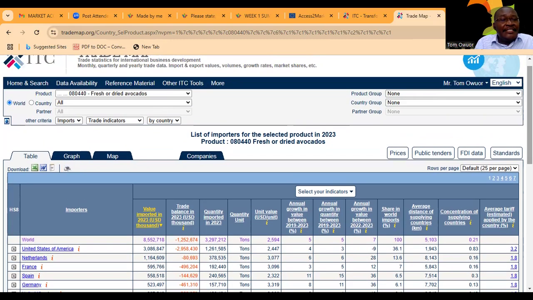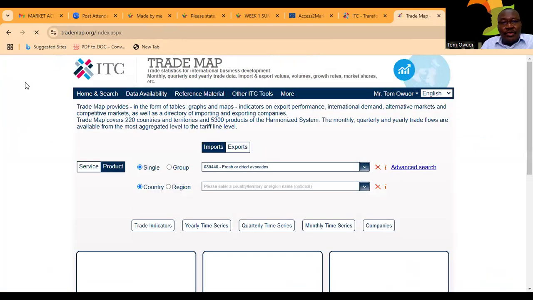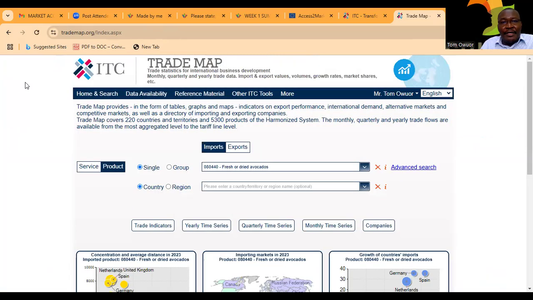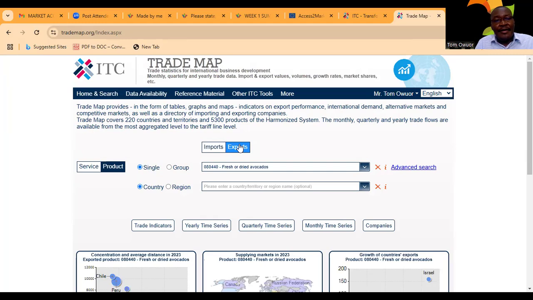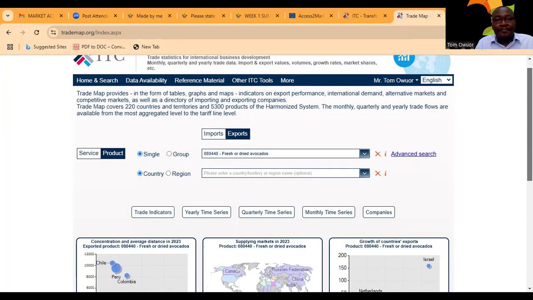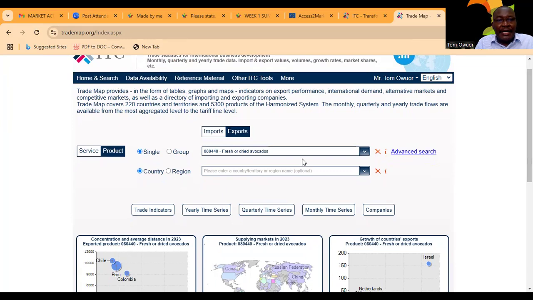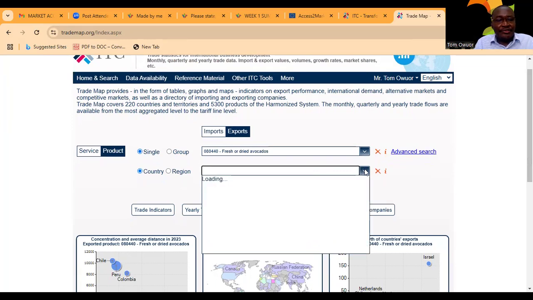So the ITC tool is a remarkable tool, very, very important. But let me show you one last bit before we move out of the ITC Trade Map. We are still talking about fresh avocados. Remember, we were talking about imports. Now we want to see exports, okay? And for exports, we want to pick a country, and again, allow me just to use Tanzania.